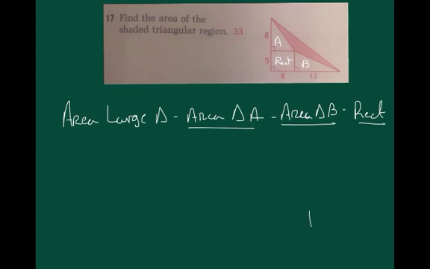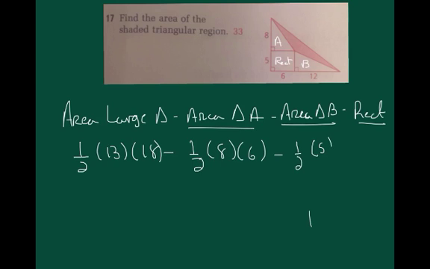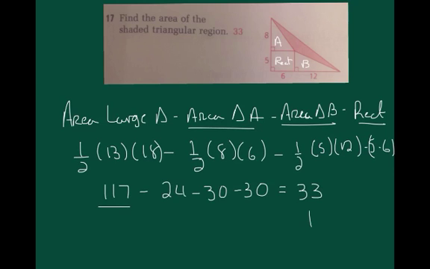The area of the large triangle is 1/2 the height, which is 13, times the base, which is 18, minus the area of triangle A, which is 1/2 the height, which is 8, times the base, which is 6, minus area B, which is 1/2 the height of 5, times the base of 12, and then finally the rectangle is 5 times 6. So if I figure all that out, I get an area of 117 for the large triangle, 24 for triangle A, 30 for triangle B, and 30 for the rectangle, giving me a shaded region of 33 units.